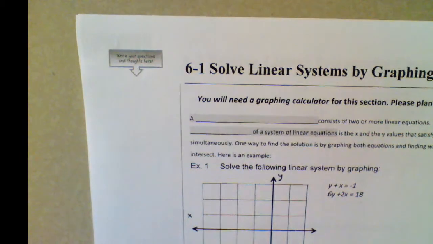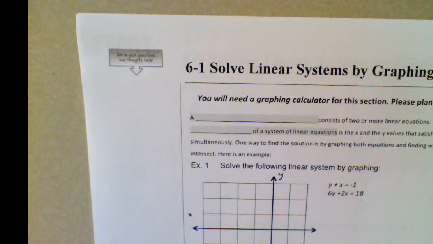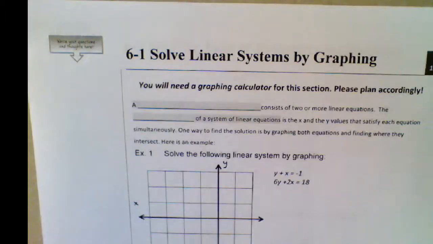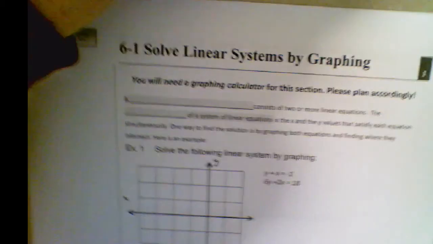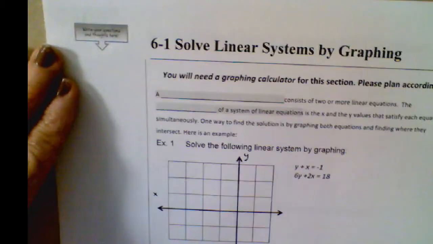All right, we're starting Unit 6, which is our linear systems unit, and starting with graphing. A lot of what you see in sections 6.1 and 6.2 will be review from Algebra 1. And we're starting with graphing, which should be your easiest section of this.